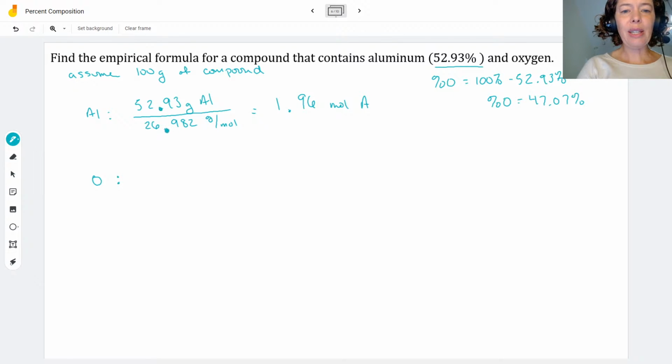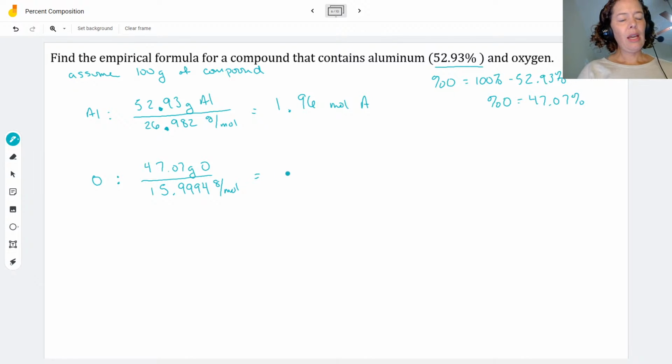Now for oxygen, okay, so for oxygen, again, we calculated our percentage, but we're assuming 100 grams of compound divided by the molar mass of oxygen, 16 grams per mole. And this gives us 2.94 moles of oxygen. Oh, I forgot my L here. Okay, that's now aluminum instead of just A.